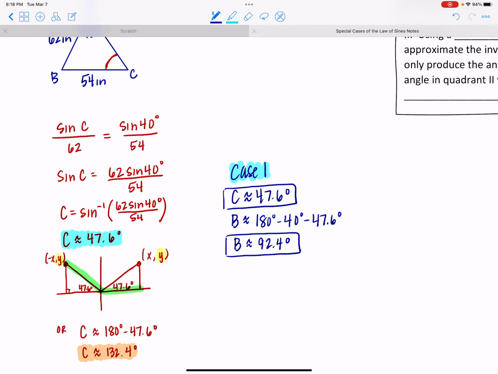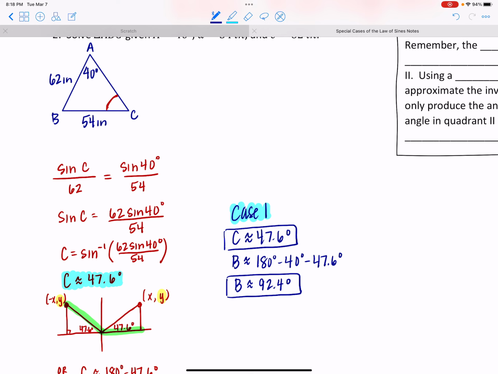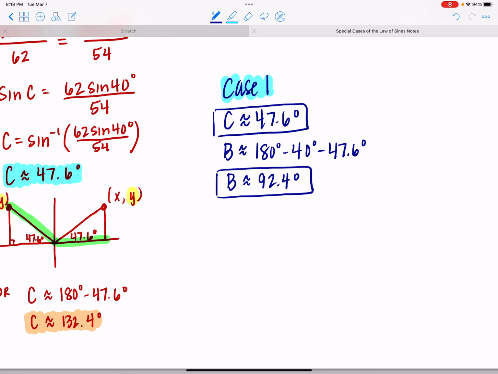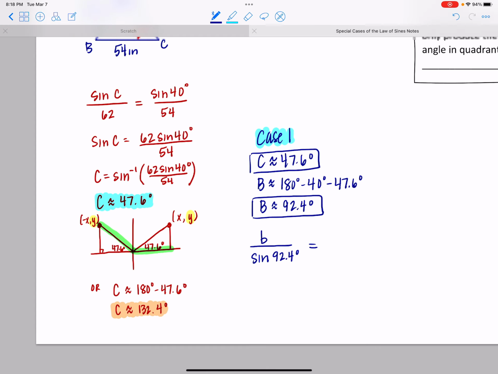So in case 1, angle C is this, angle B is what's left from 180, and the only missing piece from here would be side B. So I already have side A and side C, right? I've found all three of the angles. Now I just need side B. So I'm going to say that the side B that I'm looking for over the sine of angle B, now I'm forced to use this approximation, 92.4 degrees, is going to be equal to the next ratio I use.